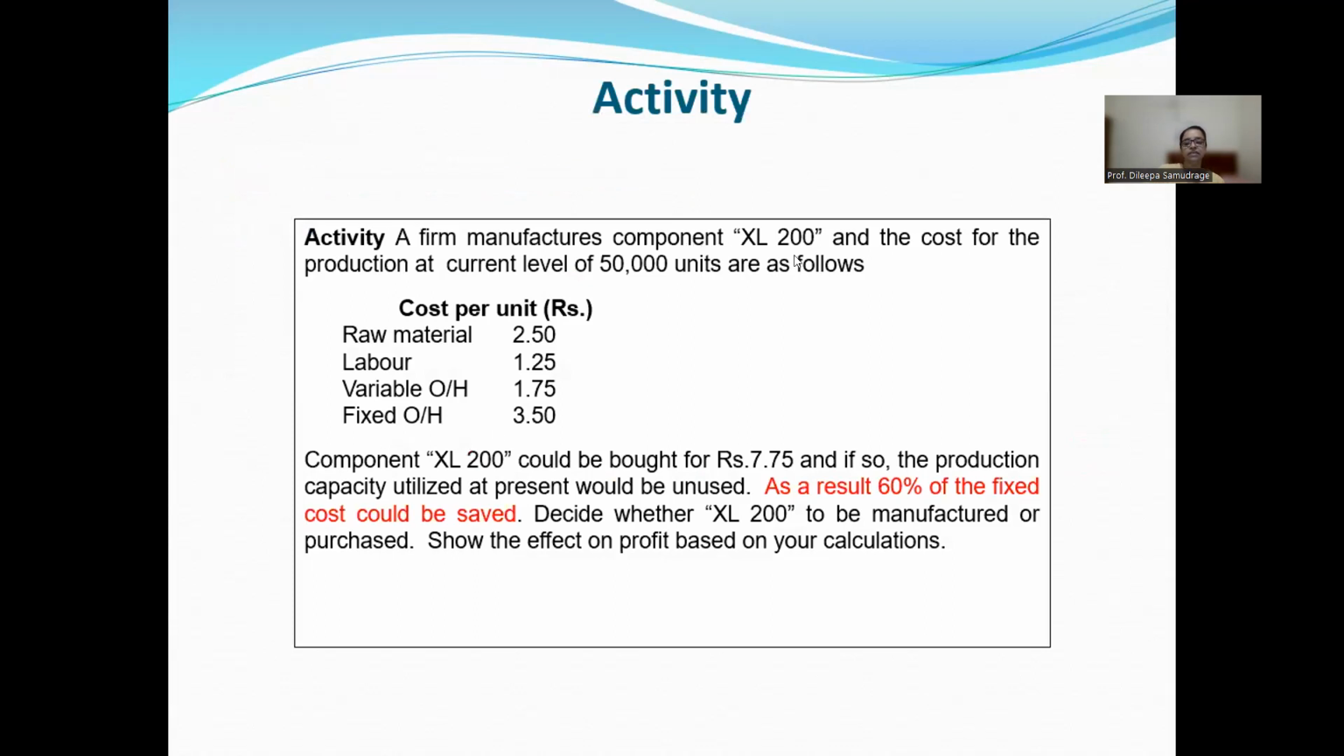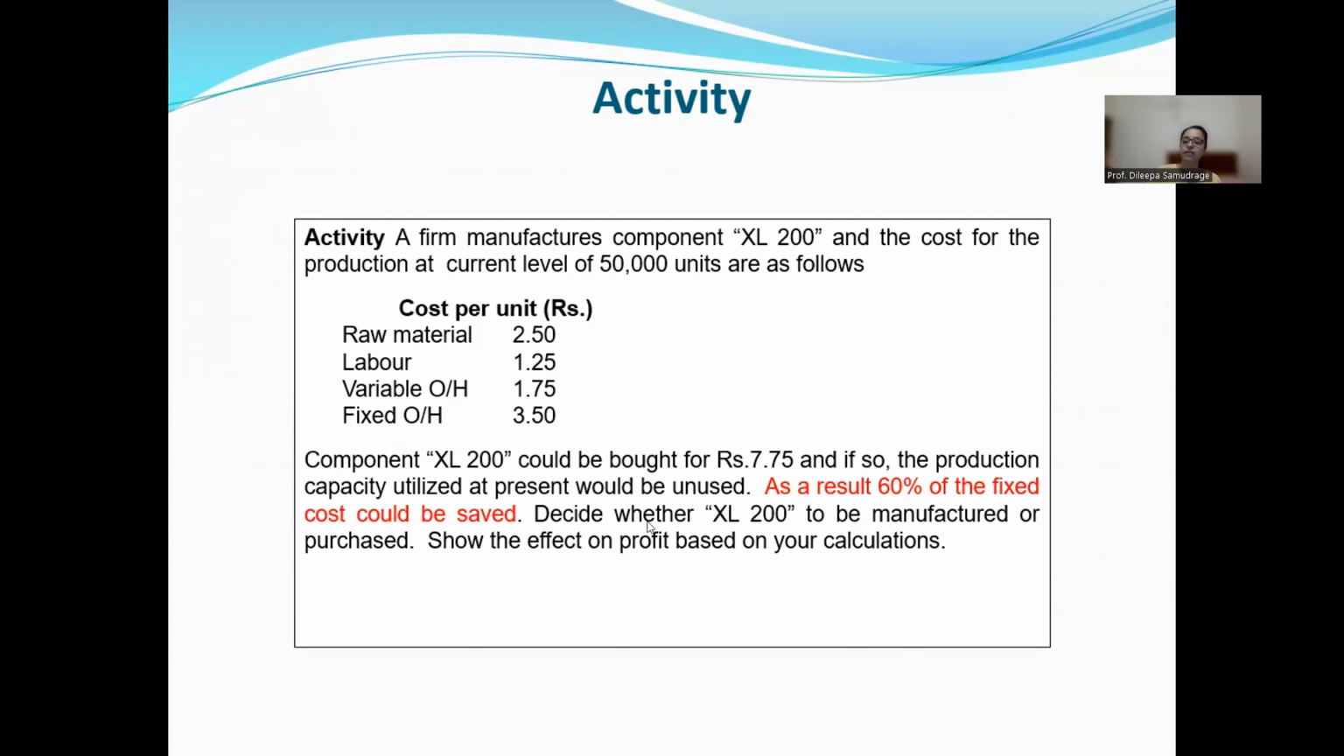A firm manufactures component XL200 and the costs for production at the current level of 50,000 units are as follows. Cost per unit 250, 125, 175, 350. So you can see raw material, labor, variable overheads and fixed overheads. Component XL200 could be bought for 775. From outside you can buy it for 775, but if you manufacture it, you have to incur these costs. And if you buy, the production capacity utilized at present would be unused.